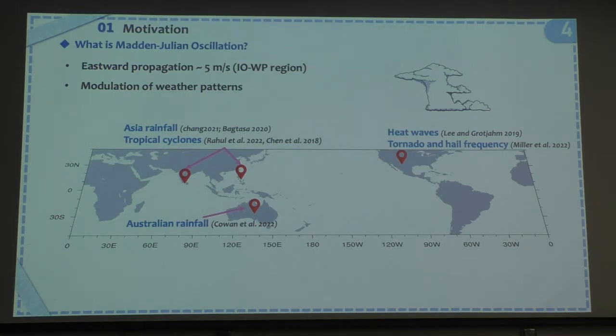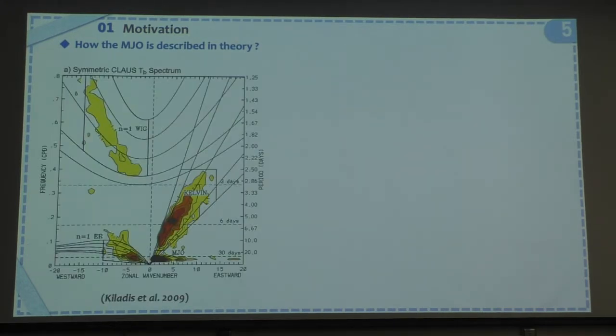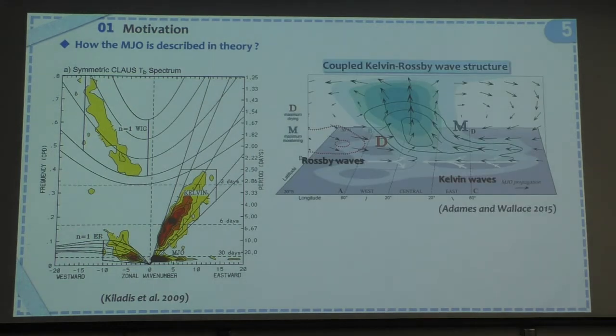So many works want to know how we describe the MJO in theory. The MJO can propagate and oscillate. It looks like a wave. However, based on the space-time spectra, you can see here the Kelvin wave signal, equatorial Rossby wave signal, and MJO signals over here. The MJO can induce a large-scale circulation and moisture anomaly. So actually, we can't use the dry shallow water equation to describe the MJO.